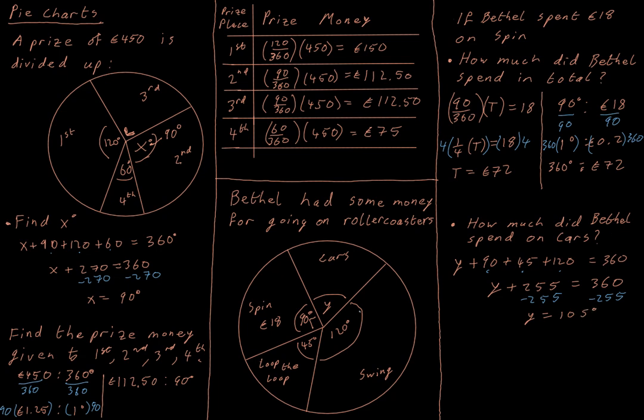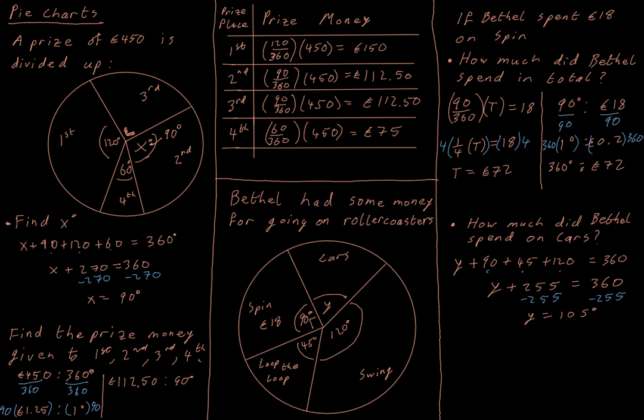Now there's a longer way to do this question which may jump out at you instead. We already know that spin cost us 18 euro, and we know that our total is 72. So if we found out the amount of money that was spent on loop-the-loop and on swing, we could subtract the amount for spin, loop-the-loop and swing from the total, and we'd be left with cars. It's a very similar argument to this, but dealing with the money as opposed to the fraction of the circle, as opposed to the angles in the circle. But it works as well.